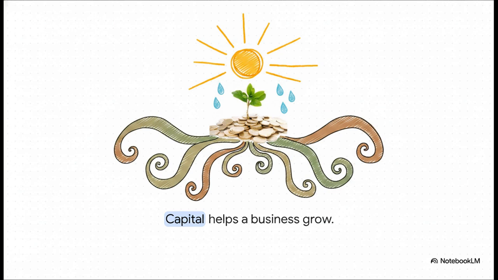Think of a vibrant plant growing right out of a stack of coins. Money is literally the soil that fuels a business. But a plant needs different things to survive, right? It needs deep, strong roots for structural stability, and that represents our fixed capital. But it also needs daily water and sunlight to keep its leaves green and growing, and that is our working capital. Let's look a little closer at that first one.